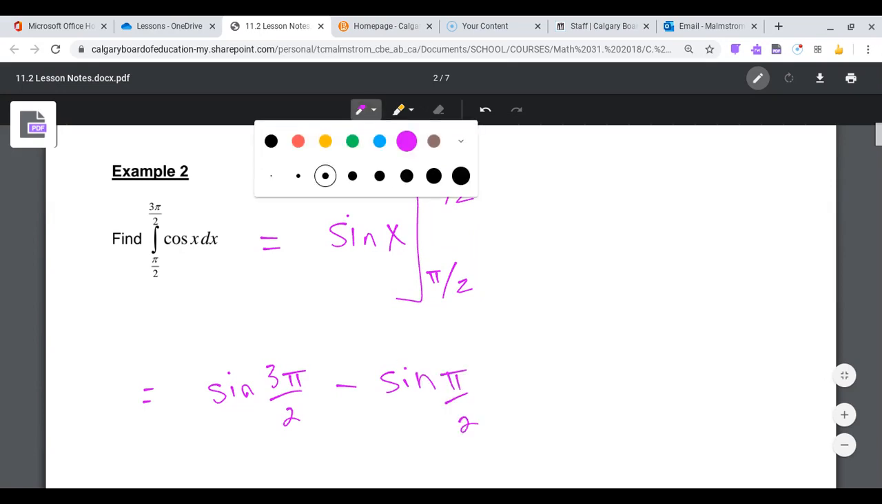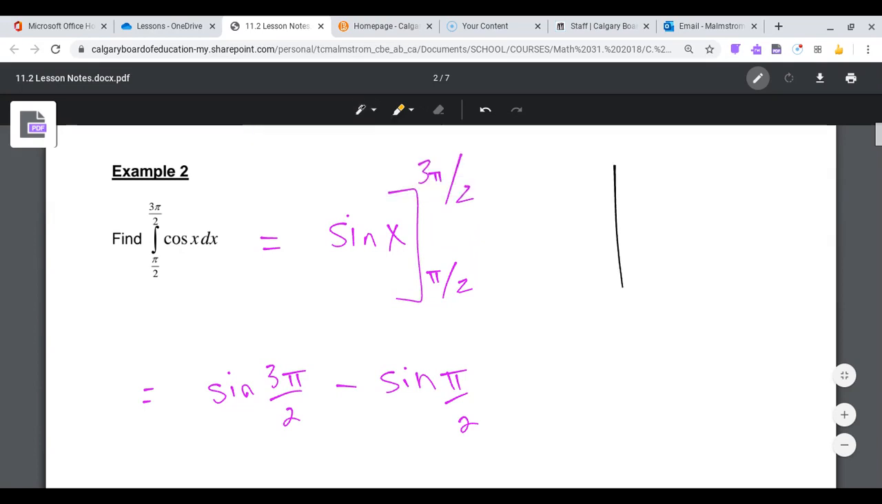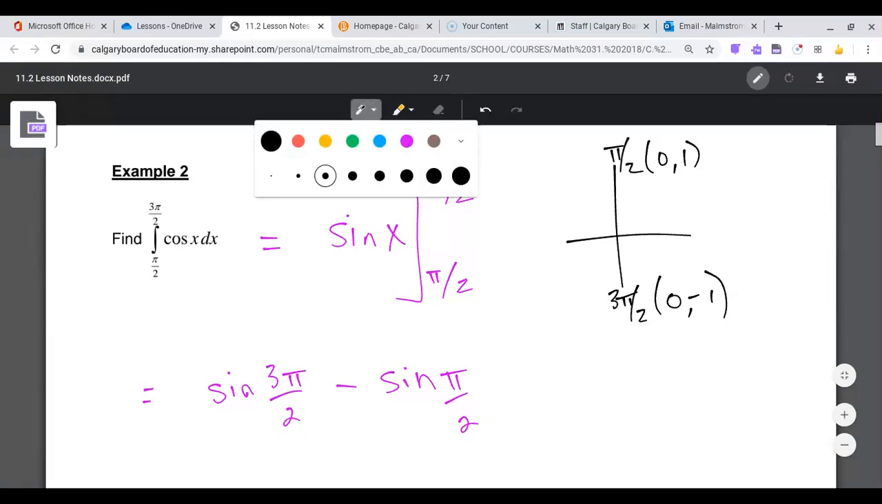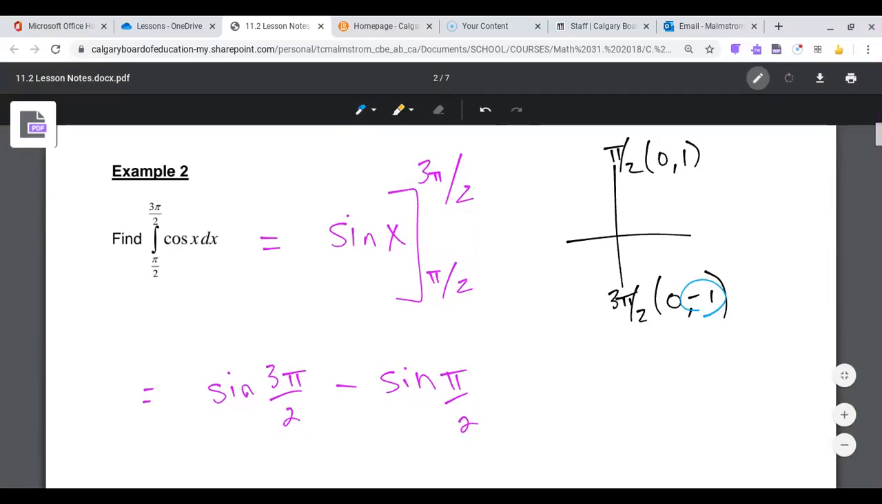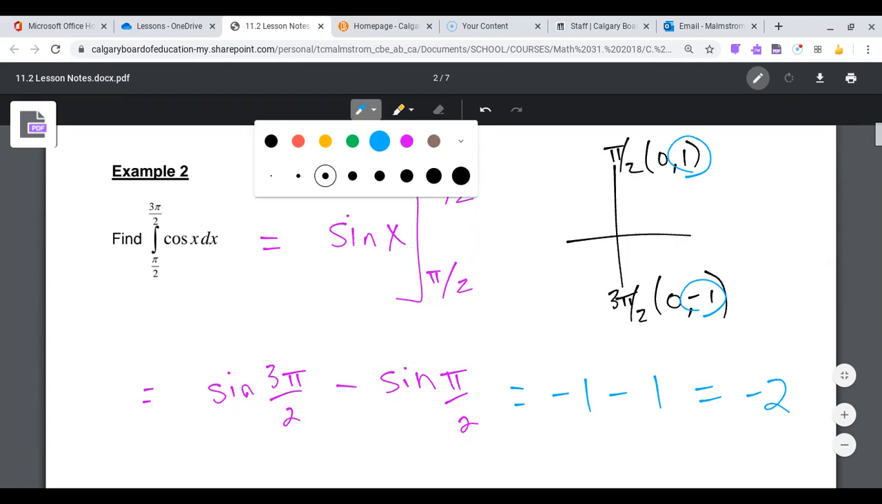And then I'm going to think about my unit circle. So I have pi on 2, and the coordinates at pi on 2 are 0 and 1. And the coordinates at 3 pi on 2 are 0 and -1. And we want the y values. And so this would be equal to -1 minus 1, which is -2.